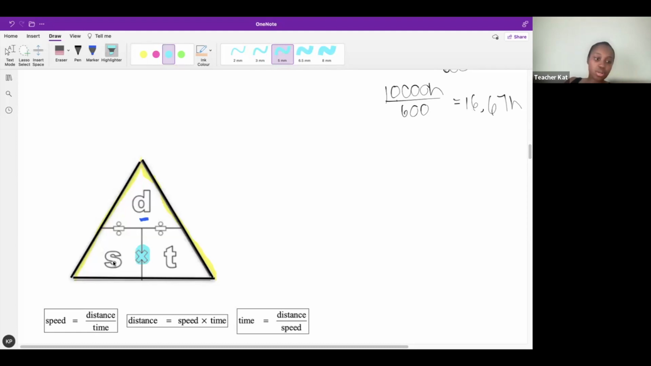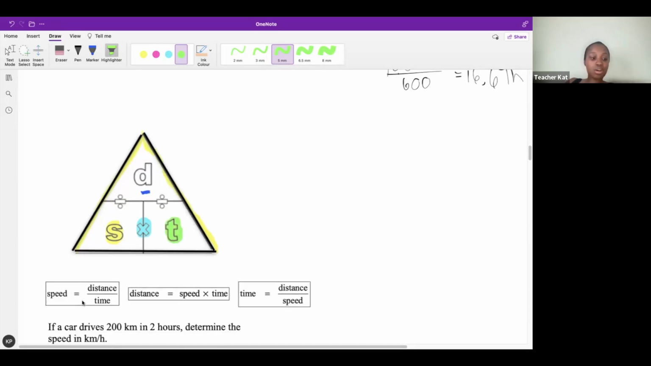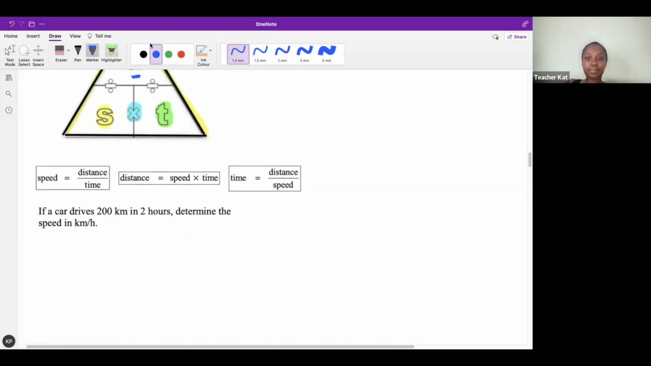All right. And then to work out speed, which is over here, you're going to say distance divided by time. And to work out time, which is on my right, you say distance divided by speed. Okay, so here's a summary of my formulae at the bottom. Speed is distance divided by time. Distance is speed times time, and time is distance divided by speed. But to remember it easily, you should just familiarize yourself with this triangle.